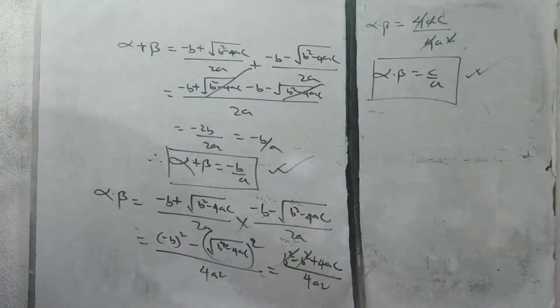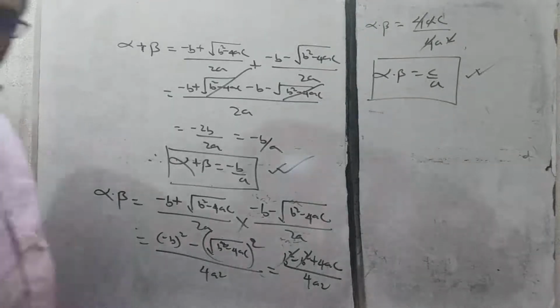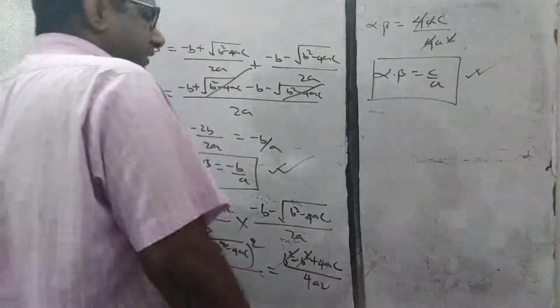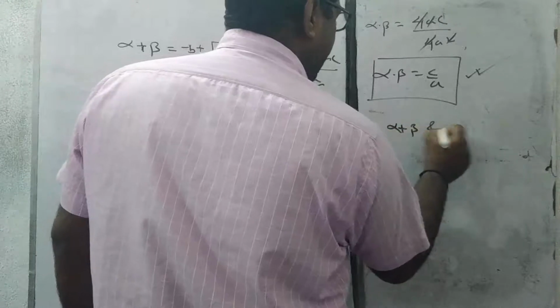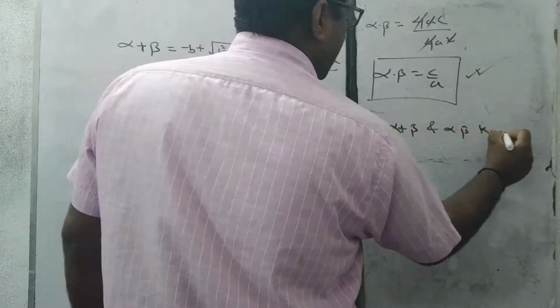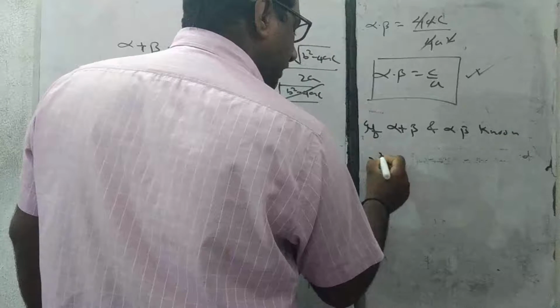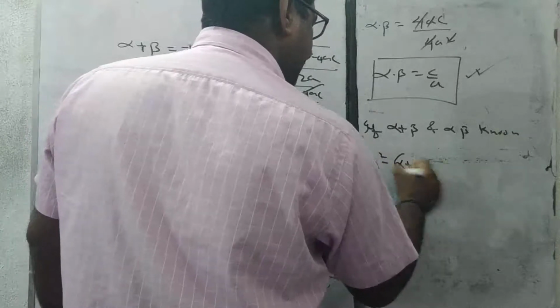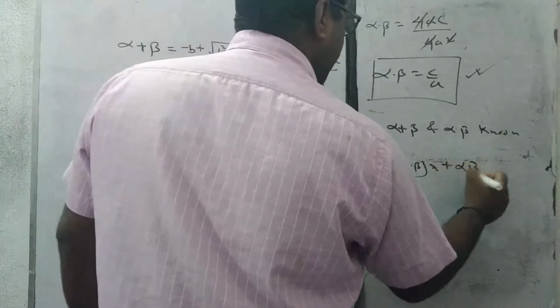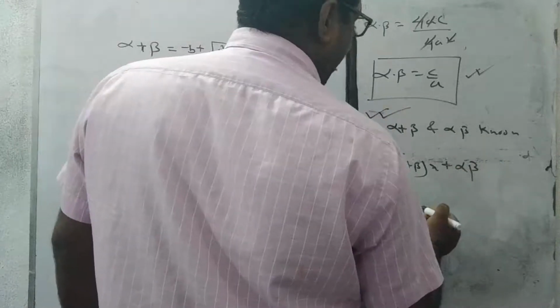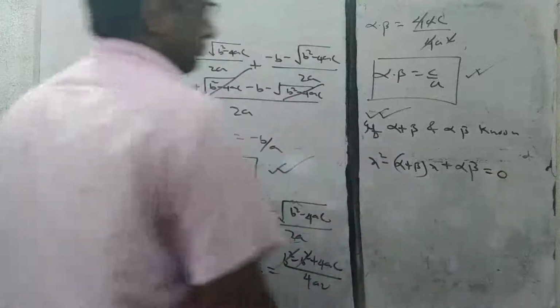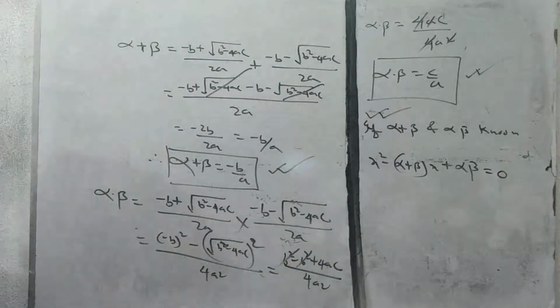Okay. So the product of zeros is equal to c by a and the sum of zeros is equal to minus b by a. Also, in polynomials you have studied that if alpha plus beta and alpha beta are known, how can we write the quadratic equation? So x square minus (alpha plus beta) into x plus alpha beta. This is the quadratic polynomial equation, equal to 0. Okay.